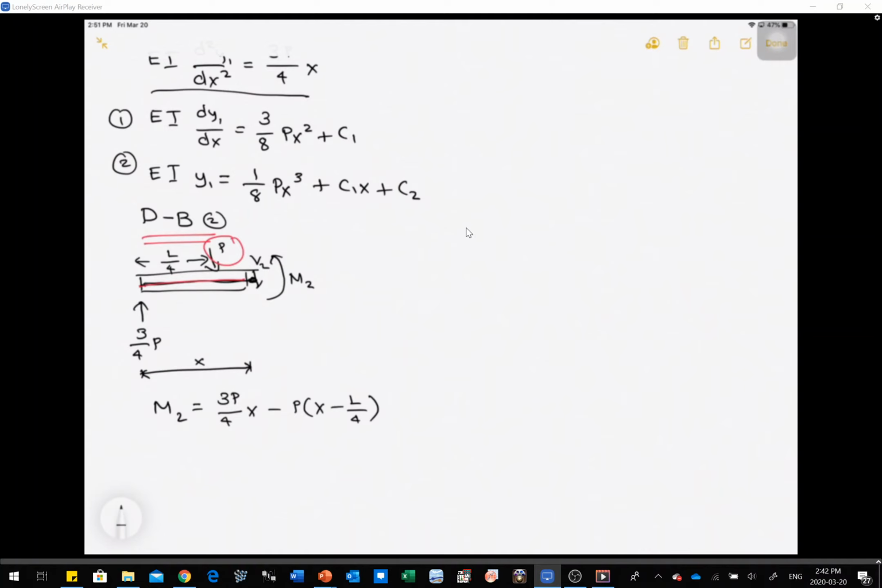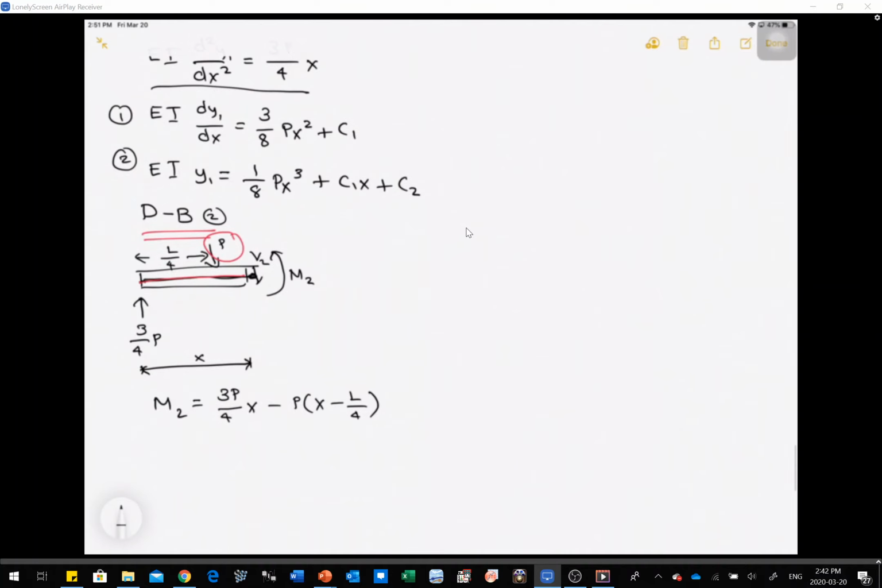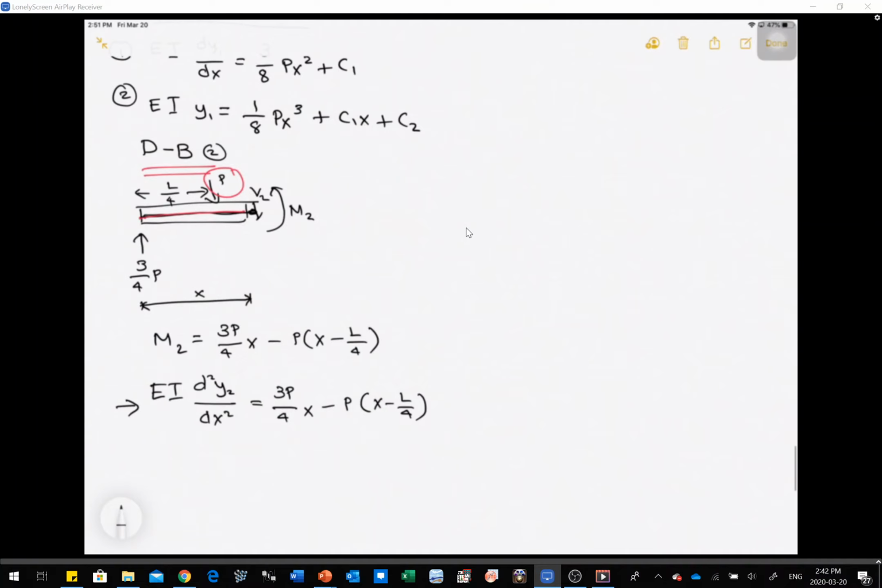Now we can integrate it twice, and we generate two different constants of integration. In this case, we can use the second order differential equation again: EI d squared y2 over dx squared. This is y sub 2, because that's the second moment equation, D to B. And that's equal to 3P over 4 x minus P times (x minus L over 4). Now I can integrate this equation to get the equation related to the slope of my beam, related to the deflection of the beam.